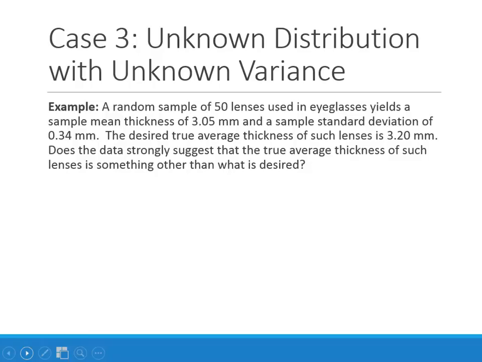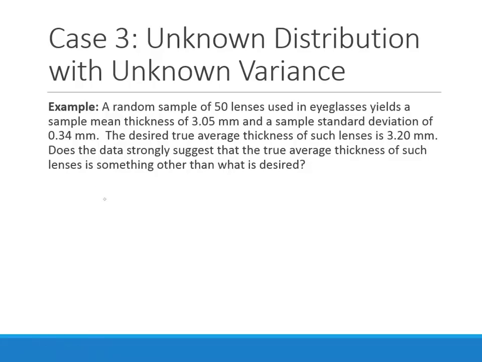So maybe if you're a manufacturer here and you know that the average thickness of these lenses should be 3.2. Do the data that I've collected here suggest that the true average thickness of these lenses is something other than what I want it to be? So I want the average thickness to be 3.2. Does this data tell me that I have something else going on here? Okay. So let's try to set up a hypothesis test based on this question here.